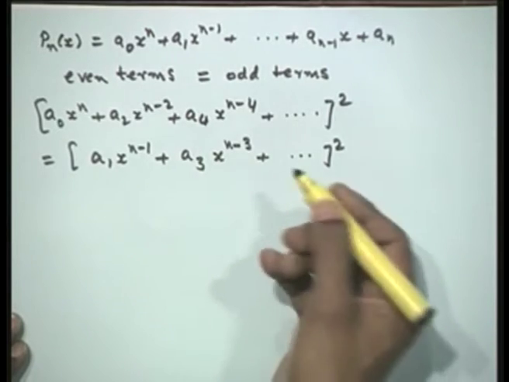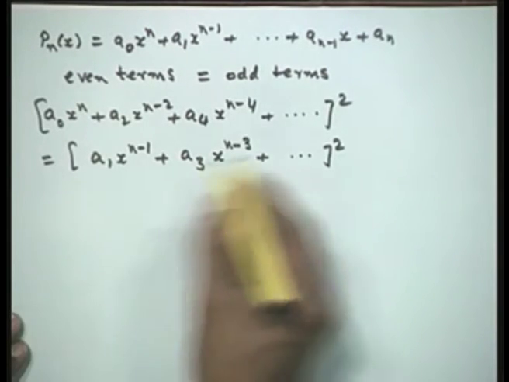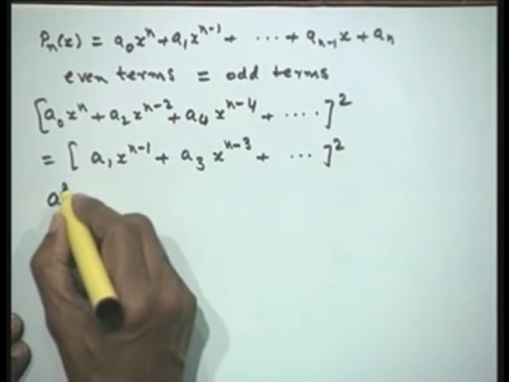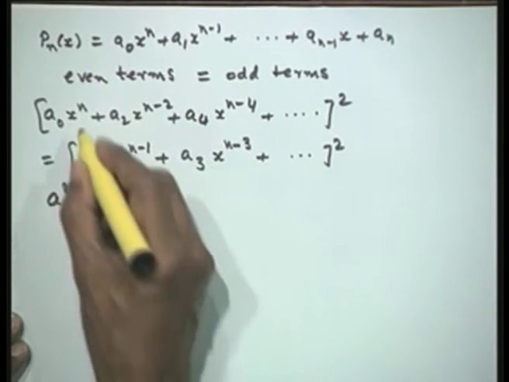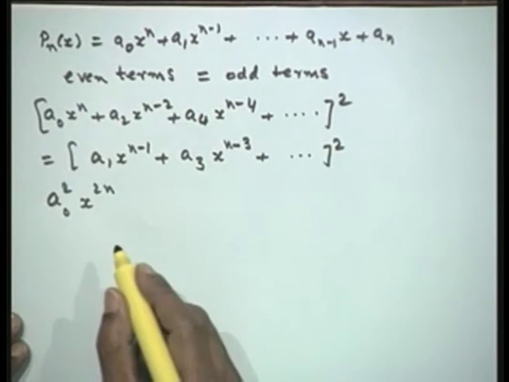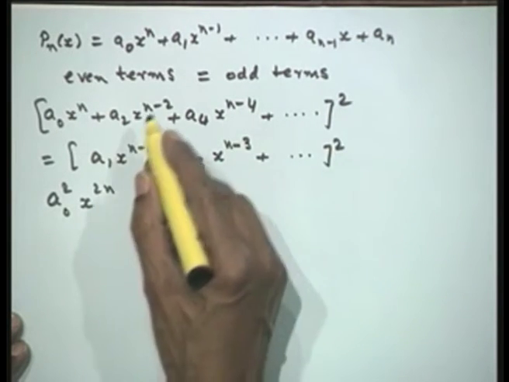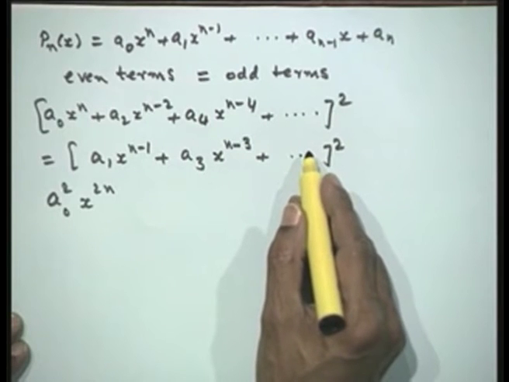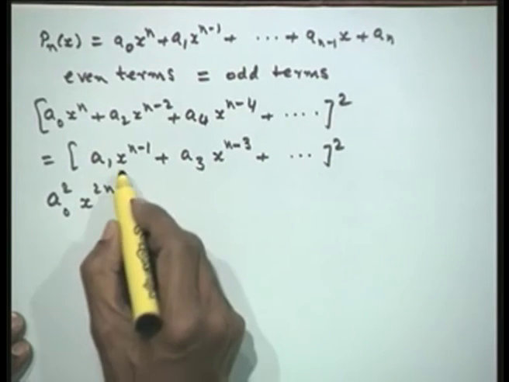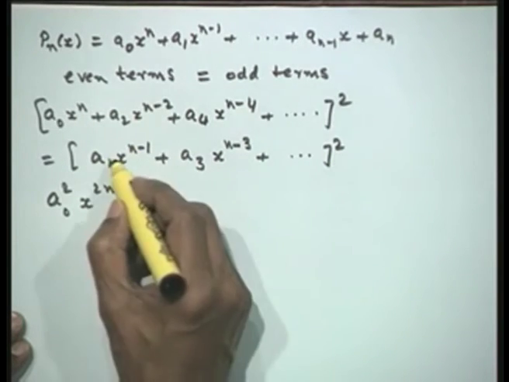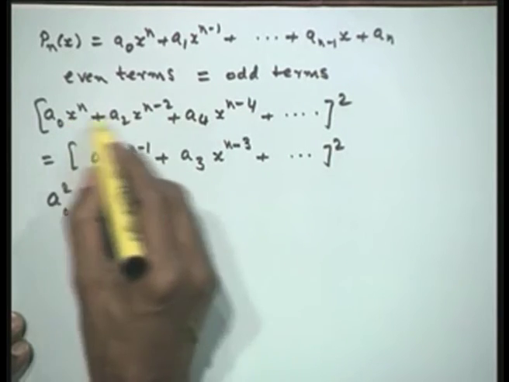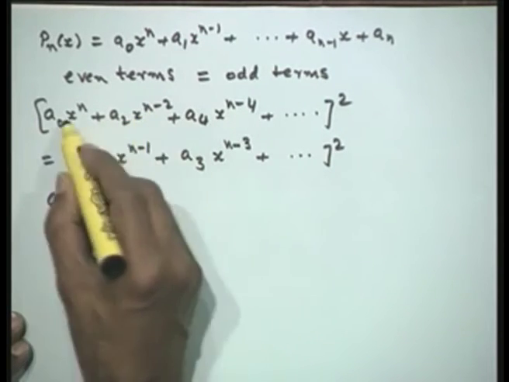Then I simplify it, bringing everything to the left hand side. So I would therefore have a naught square x to the power of 2n, that is the first term. Then we will have x to the power of 2n minus 2 as the next term. x to the power of 2n minus 2 will be contributing from here the square of this, and the cross product of these two will give you x to the power of 2n minus 2.